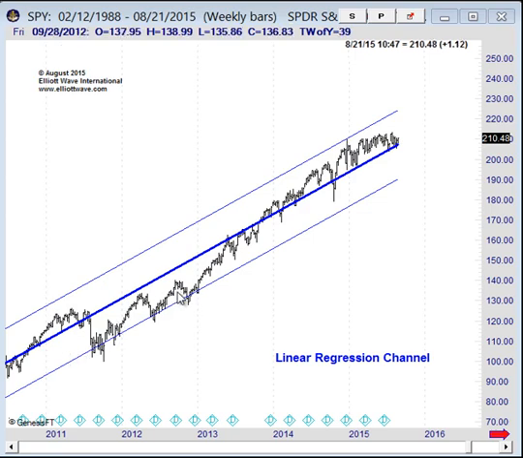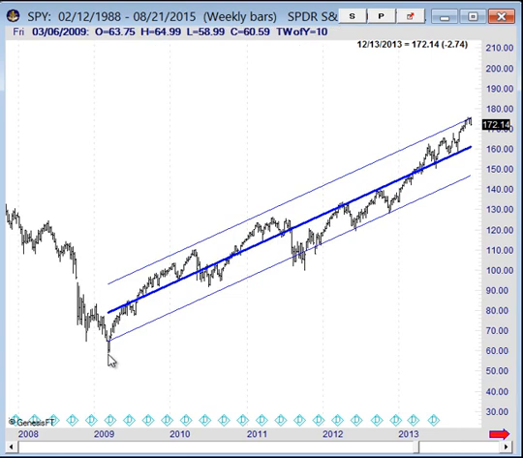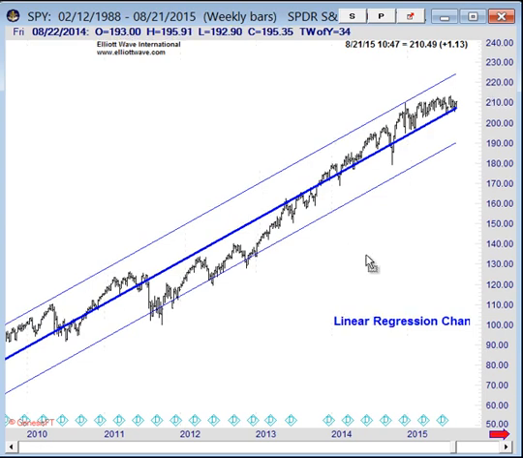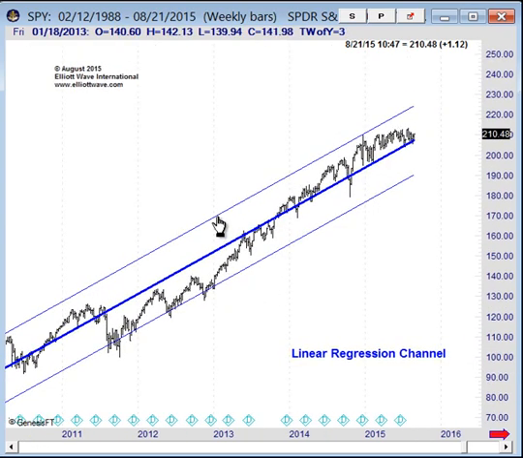Now, this linear regression channel actually began at the 2009 low right here. So I began the actual linear regression channel from this low. This is the slope of the move to the upside. The top line is a 2 standard deviation move from the center line, and the bottom portion here is, again, 2 standard deviations from the center line as well. This is kind of along the same lines as John Bollinger's Bollinger Bands, but rather than expressed as contracting and expanding bands around price, it's illustrated as simply a flat trend line to the top and bottom.